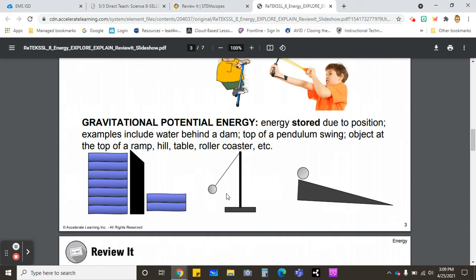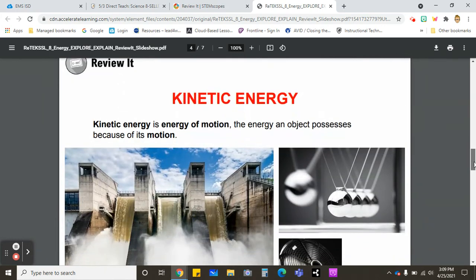An object at the top of a ramp or a hill or a roller coaster, if it's at the very top, high above the ground, it's going to have high gravitational potential energy. If it's closer to the ground, it's not going to have as much potential energy.